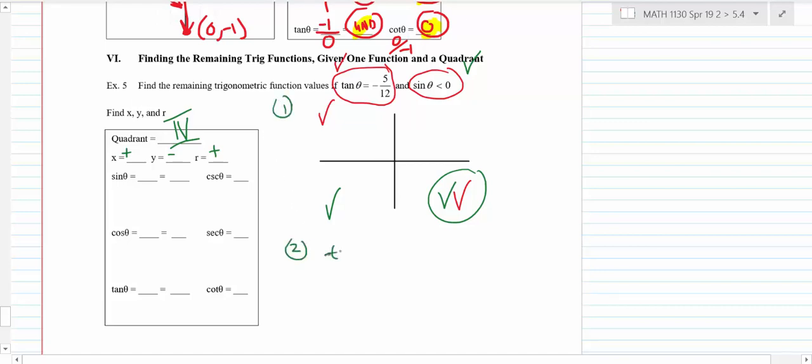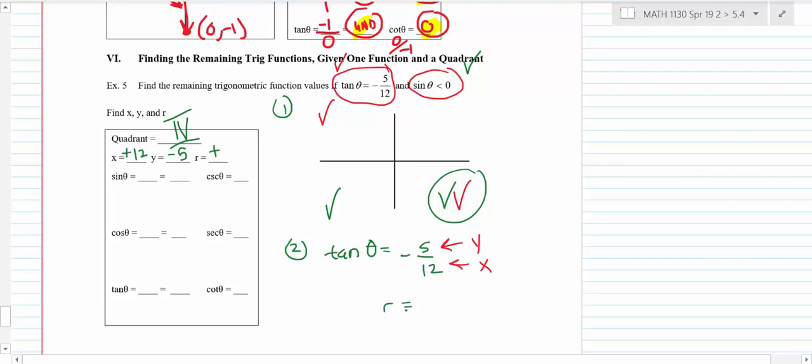The second thing is, again, if we can figure out x, y, and r, we've got it made. The definition of a tangent is y over x. I did give you y and I did give you x. So that means that y is -5, x is 12. Since we're in quadrant 4, that's why y is negative. Okay, do you guys know what r is in your head? This is one I want you to try to memorize.